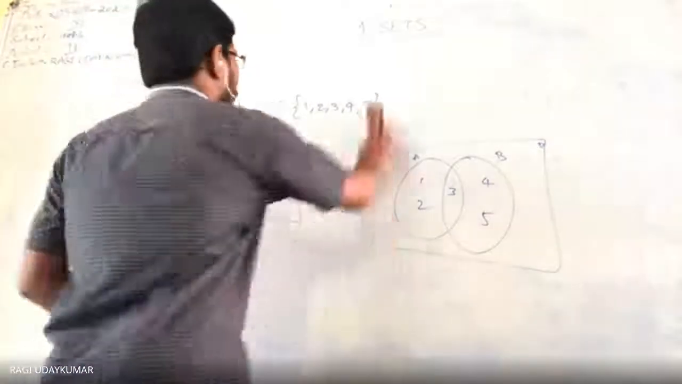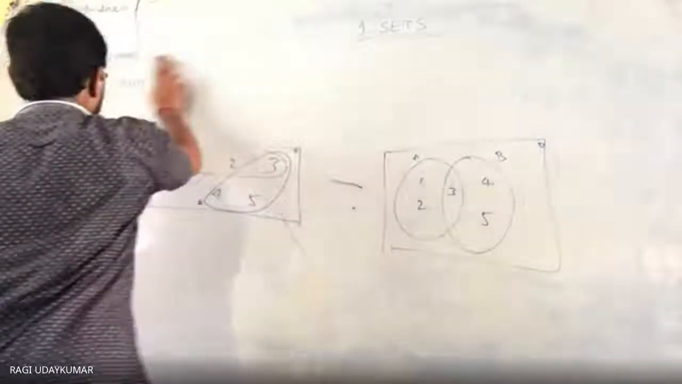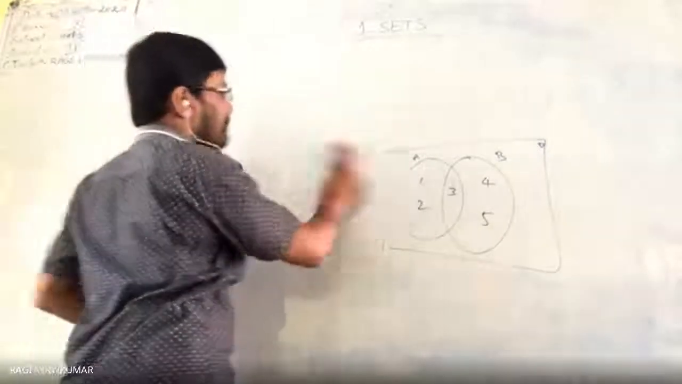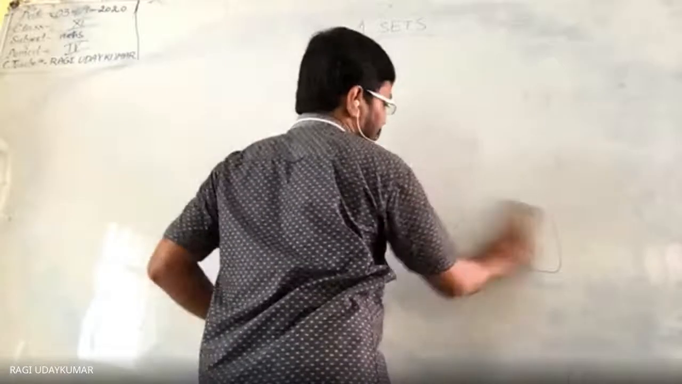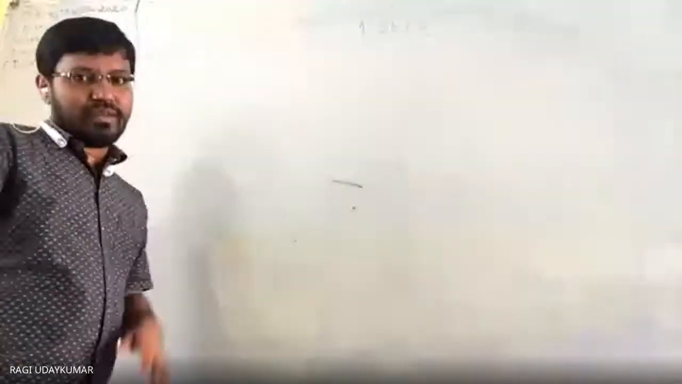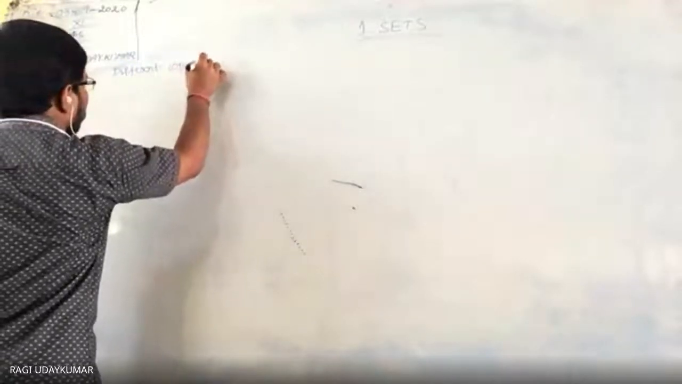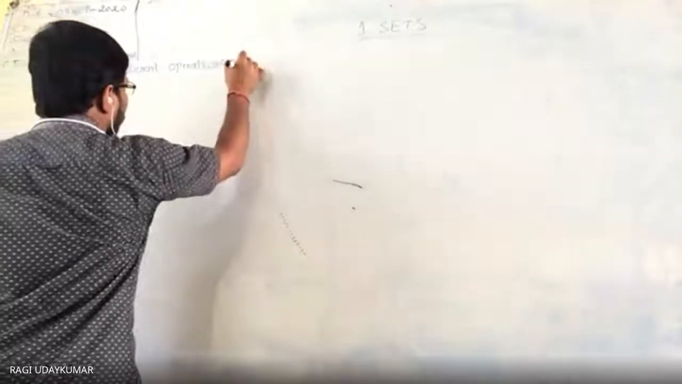Different operations on a set mean union and intersection. Just as you have addition and subtraction for numbers, on sets you have union, intersection, difference and symmetric difference. The difference of two sets has been deleted from the syllabus, but I will explain it to you. Don't worry about that.